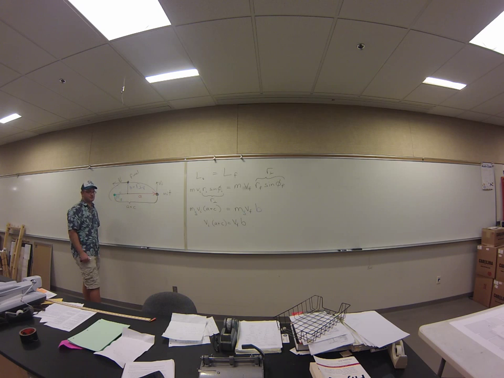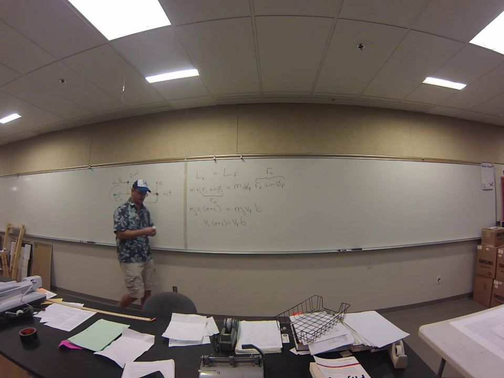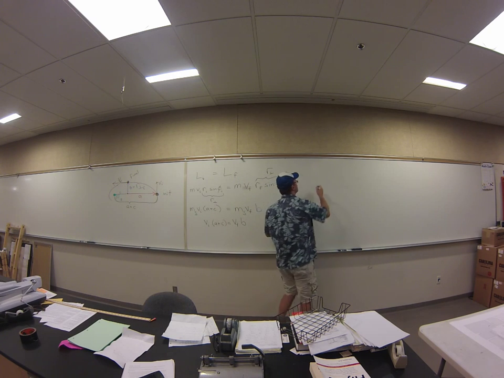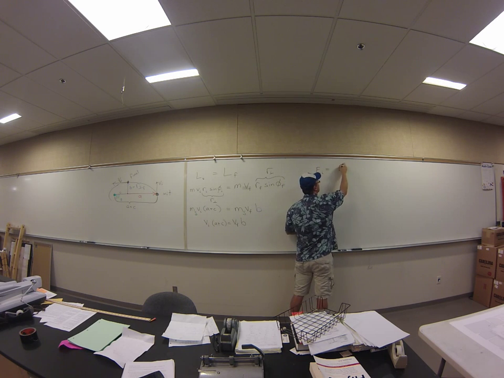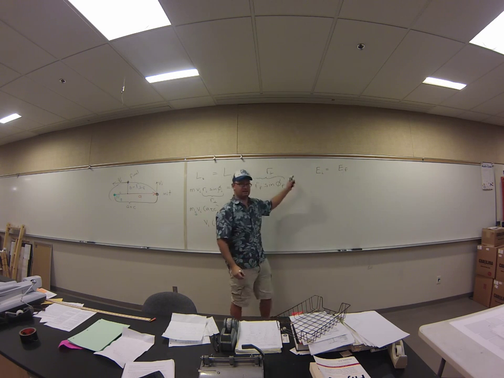Okay, so we have a relationship between the velocities. Let's write down an energy equation, because energy is also conserved. Okay, this is a gravitational force, it's a conservative force, so we can write down conservation of energy. In this case, E initial is equal to E final.